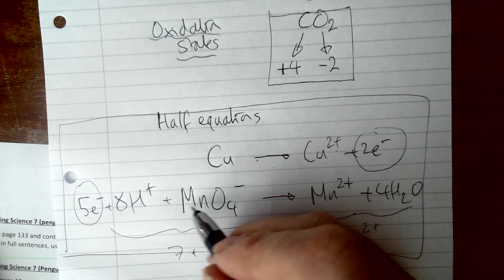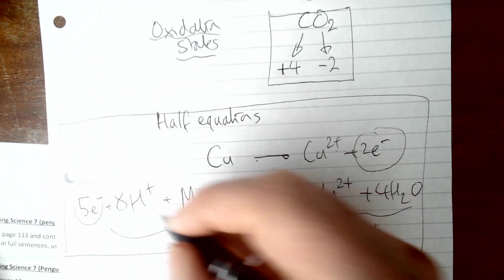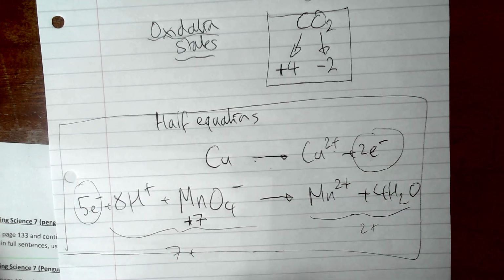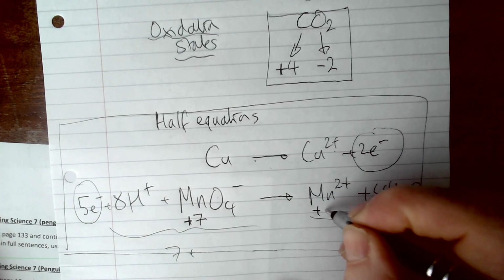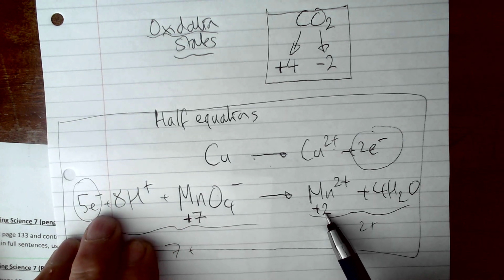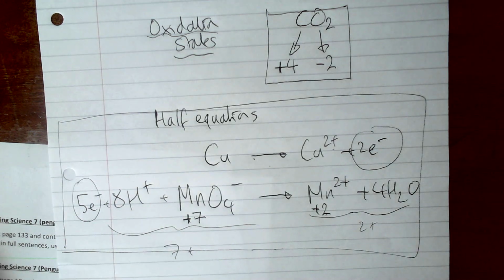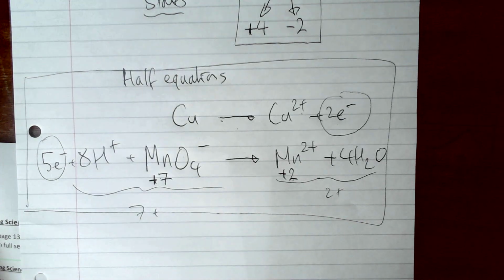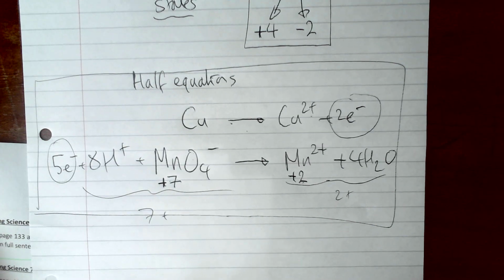I'm just going to show you this. 5 electrons are gained. That shouldn't be a surprise, because the manganate in here has got an oxidation state of +7, and the oxidation state here is +2. To get from +7 to +2, you gain 5 electrons. So it does all link up. And these links you'll get better and better at seeing as you go through chemistry.